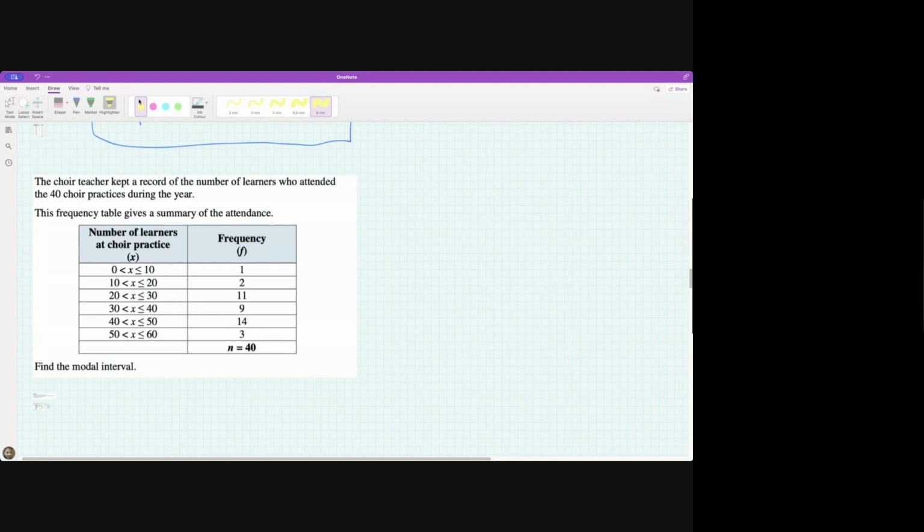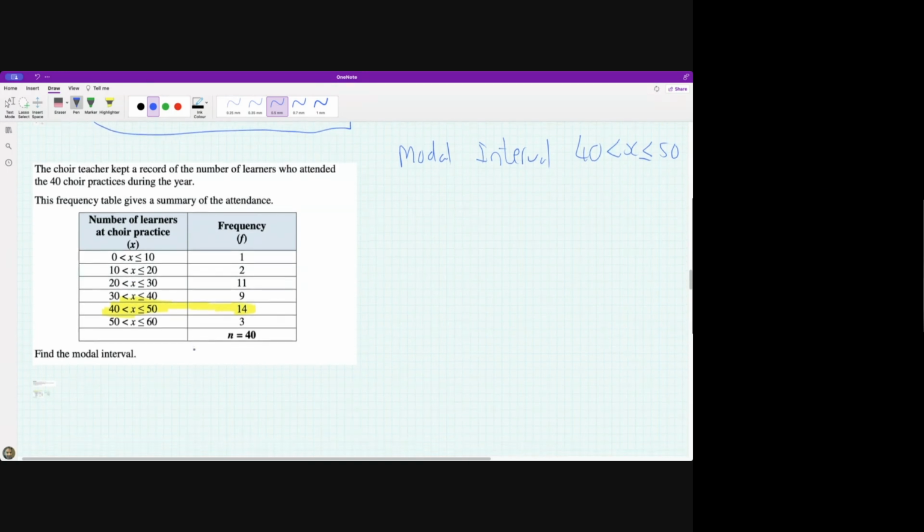So the modal interval, I'm just looking for the one that has the most people in it. And so my modal interval is going to be between 40 and 50 learners. Now notice here how we have the crocodile mouth. So the lowest number that occurs in this interval is 41 because it's greater than 40, and the biggest number that can occur is 50. This is what Buchle was talking about earlier in the lesson, about being exact about what's going on here. Okay, now let me go to the next question.